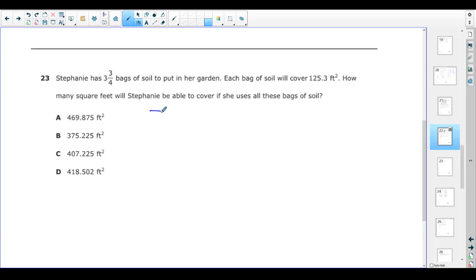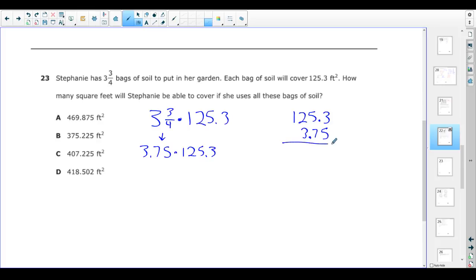Okay, so this is just asking what is 3 3/4, and since that's each, that's multiplying by 125.3. Since we probably don't want to multiply mixed numbers, if we know 3/4 is 0.75, this is 3.75 times 125.3. And all the answers are kind of close together, so I don't want to round it off. We just have to multiply. Don't need to line up the decimals. We just need to do all the work.